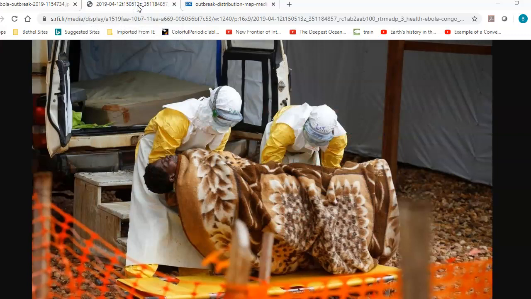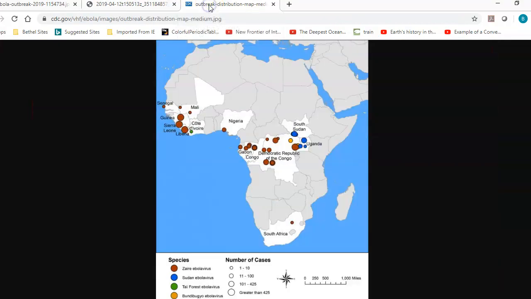This was a common image because it could be spread so many different ways. Any body fluid: saliva, mucus, vomit, feces, sweat, tears, breast milk, urine, semen. And it could stay viable in a corpse, in a dead body, for a while afterwards. That's why these people are dressed up like this, to avoid infection.